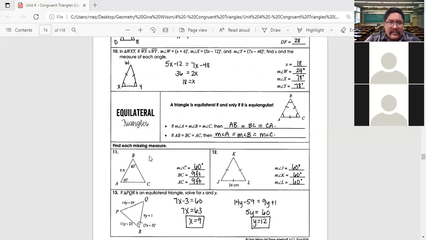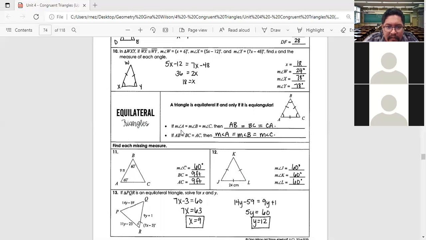All right, let's do another one of those. So we have a triangle WXY. So WX is the same as WY. So we know these two sides are congruent. So those would be the legs. Let's see, angle W is X plus 6. And I'm going to go ahead and fill this in again.